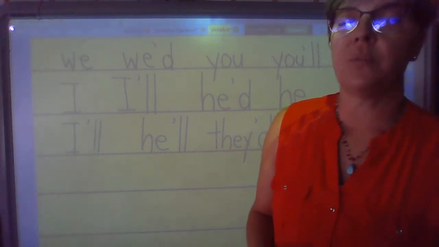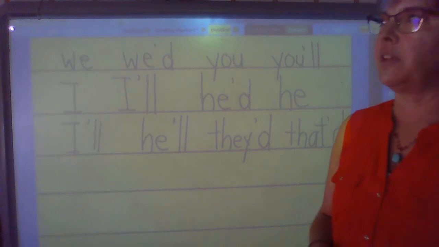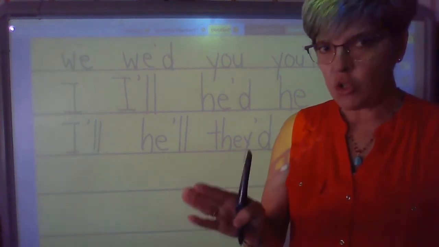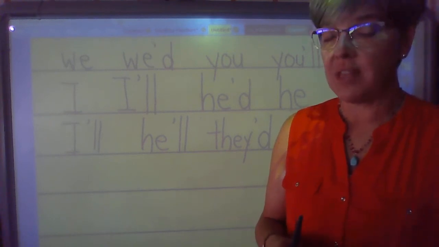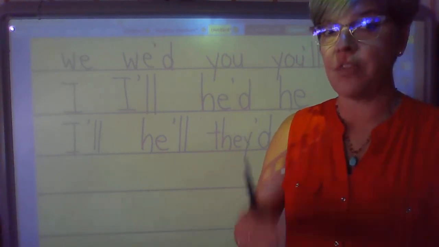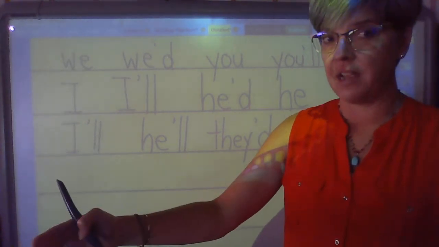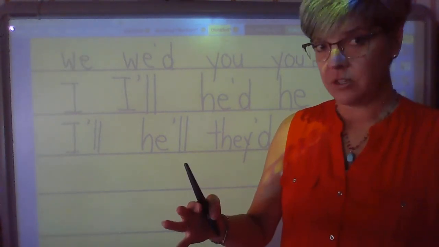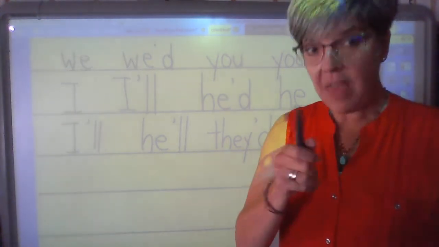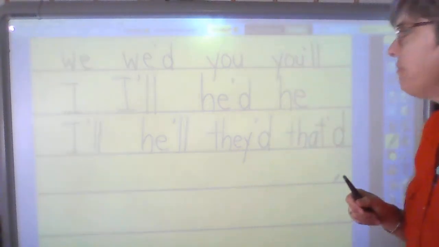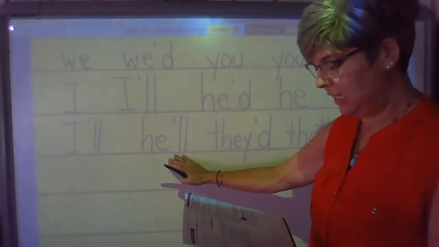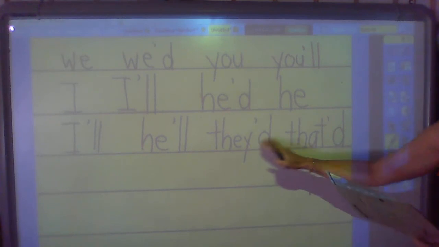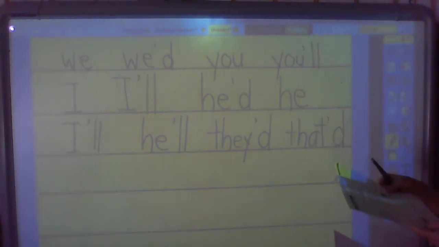But you might hear someone say a sentence that sounds something like, you should pick up your toys. That'd be a really good idea. What they're saying is, you should pick up your toys. That would be a really good idea. So that'd, the contraction, means that would. That'd be a good idea. Let's read line 3, second grade. I'll, he'll, they'd, that'd. Okay, let's take a look at line number 4.